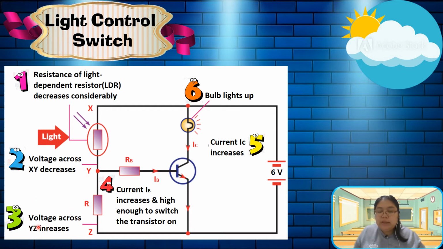When it increases, that means the base current IB increases and flows through the base circuit and turns on the transistor. After the transistor is on, the collector current can flow through. Finally, the bulb can light up. So this is the situation when the LDR is put at the top: during the day, the bulb will light up.